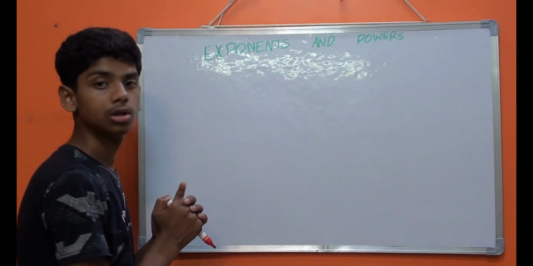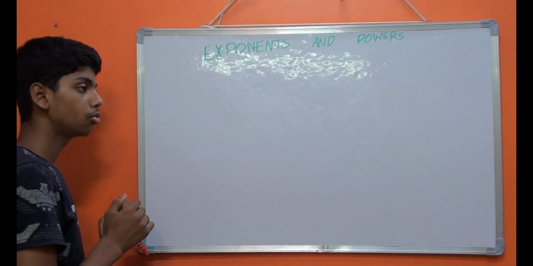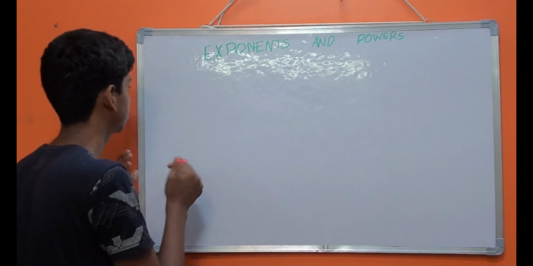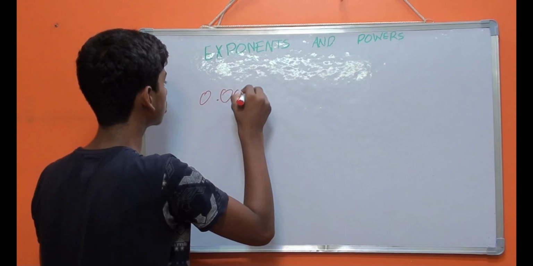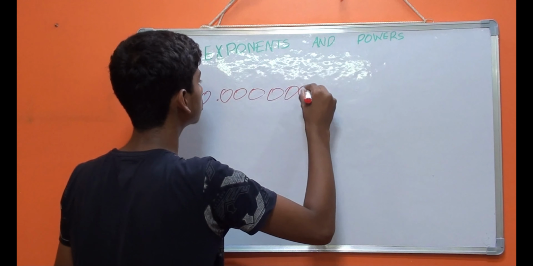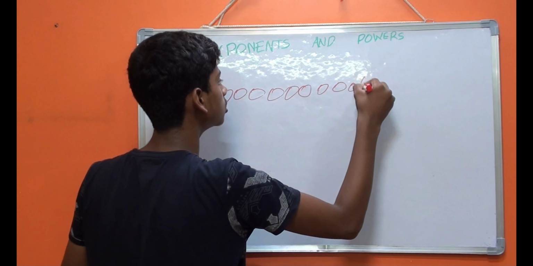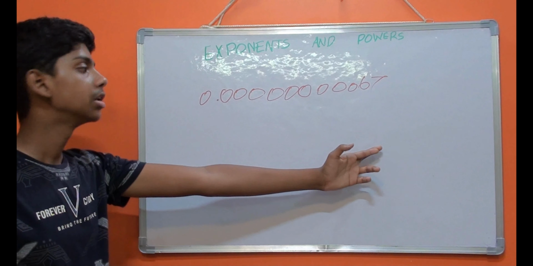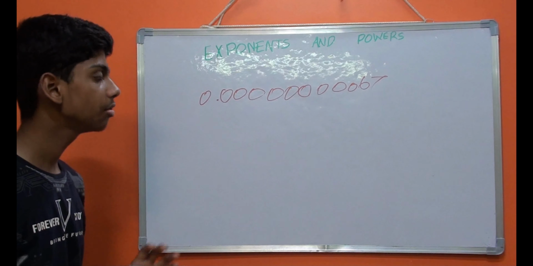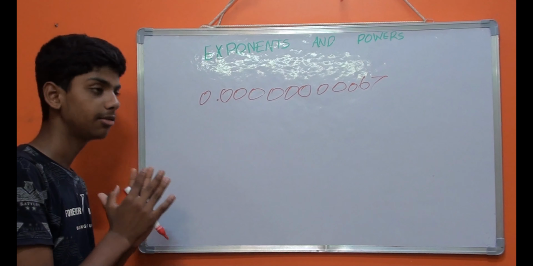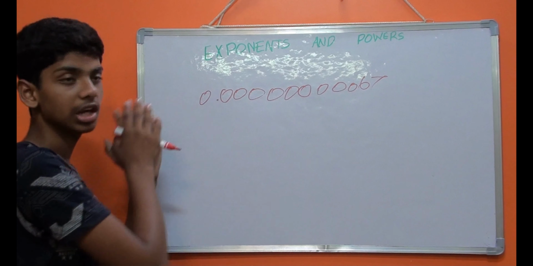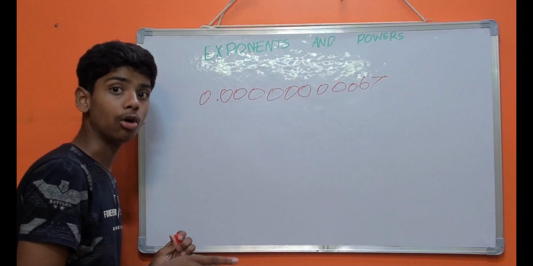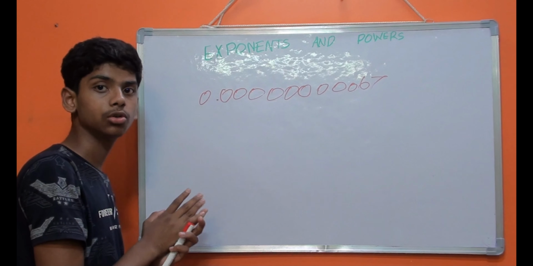Friends, now let's see how to simplify very big numbers into short forms, like 0.00000000067. It's a very big number. We cannot remember it, so we have some method. We have a method using the exponents. We can write it in a simple form. Now let's see how we can do that.